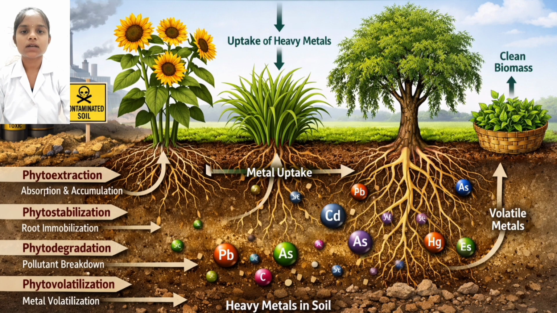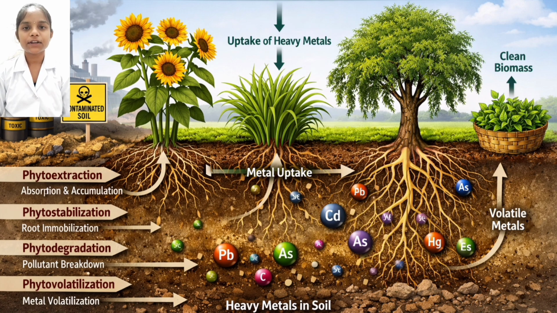Phytoextraction, which means absorption and accumulation. In phytoextraction, plants absorb heavy metals from soil. Metals accumulate in aboveground parts like leaves and shoots. After growth, these plants are harvested and removed. This gradually reduces metal concentration in soil. Example: sunflower and mustard plants are commonly used.